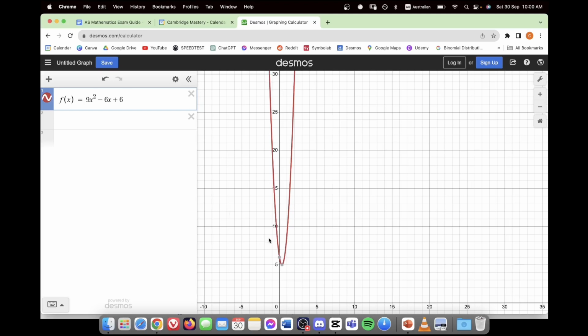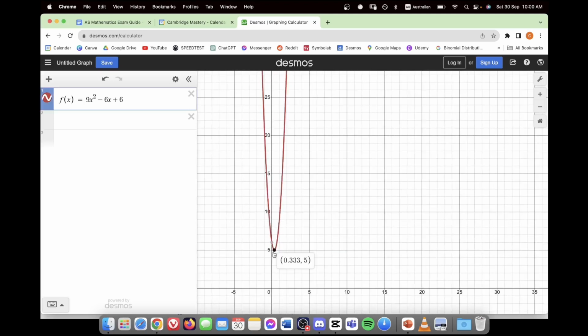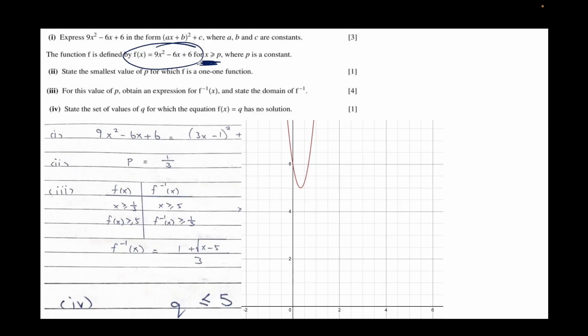So my point is, what's the smallest possible number? The smallest possible number, you can tell if you have the graph in front of you. Isn't it going to be where the peak is? Where the lowest possible point is going to be? See what I'm getting at? x bigger than or equal to 0.33 recurring is going to be the smallest possible number. That's what p is supposed to be. So if you have the graph in front of you, that's very easy to do.